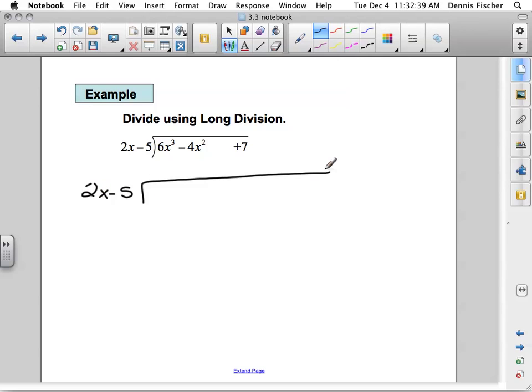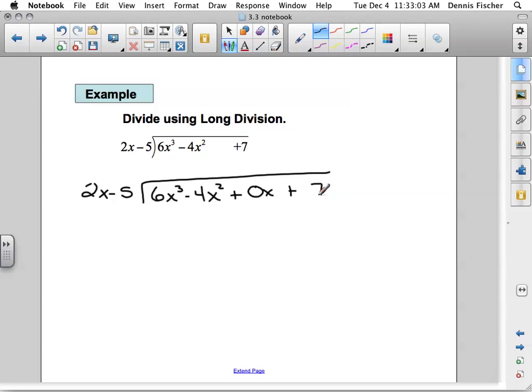I'm gonna add a little bit to my problem. I got 6x cubed. There's no x's there, so I'm gonna put a 0x there. Because 0 times anything goes 0. Adding 0 to a problem is nothing wrong with that. Okay. So going through here now, I have this equation.